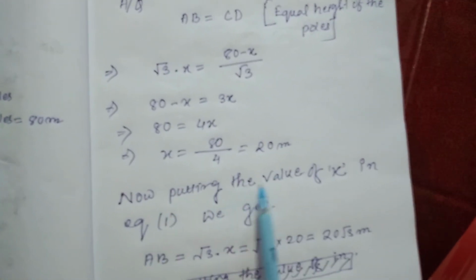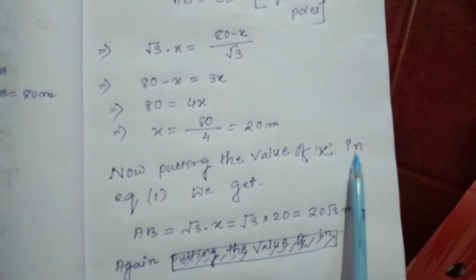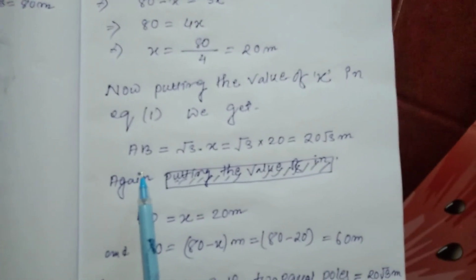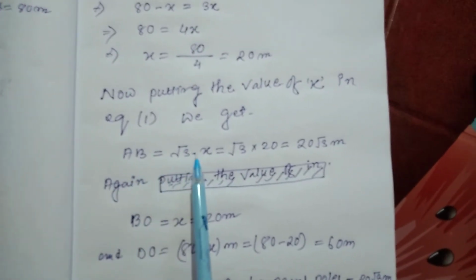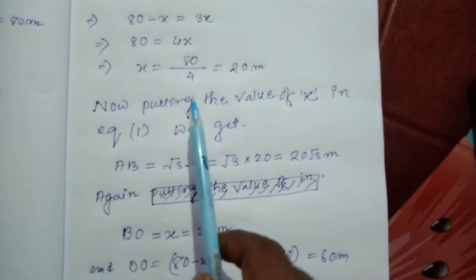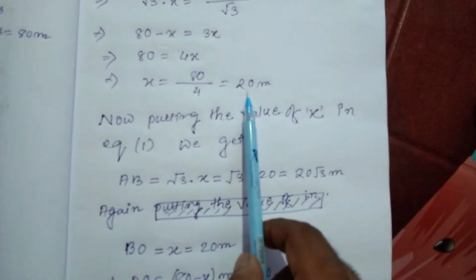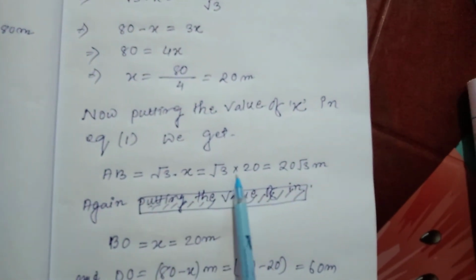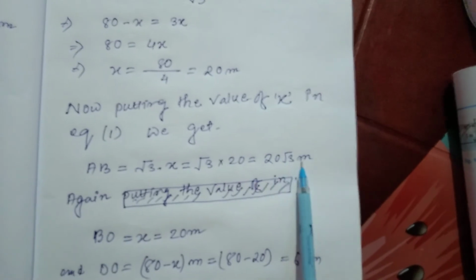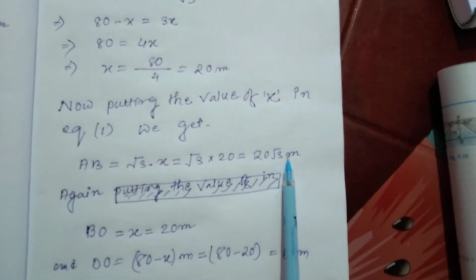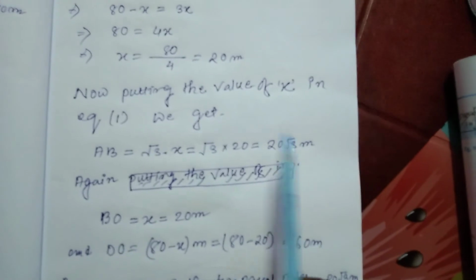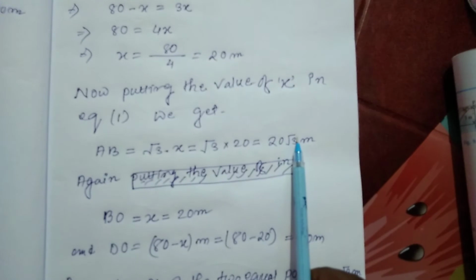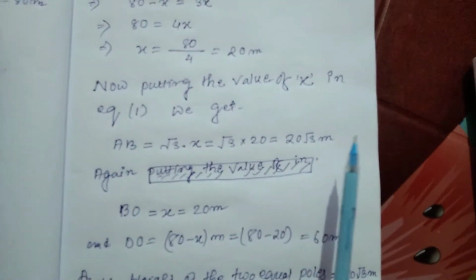Now putting the value of x in equation 1. What is equation 1? The height of the first pole, AB, equals root over 3 x. And we already know the value of x is 20 meters. Now put the value of x in here. We get root over 3 into 20, which means 20 root over 3 meters. This is the height of the first pole. And we should remember that AB and CD are equal poles, so if AB is 20 root over 3, CD will also be 20 root over 3 meters.